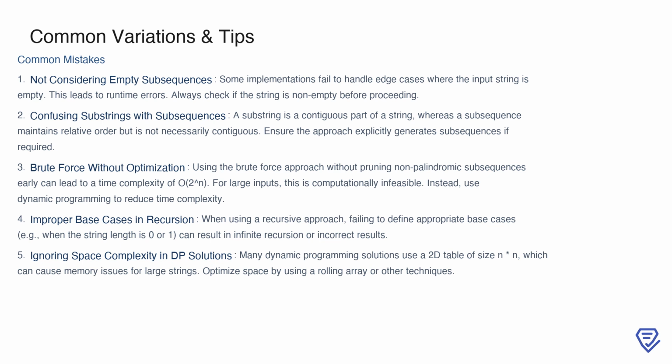Lastly, while designing a dynamic programming solution, be mindful of space complexity. A common approach uses a 2D table of size n*n, which can consume a lot of memory. To mitigate this, consider space-efficient techniques like using a rolling array.